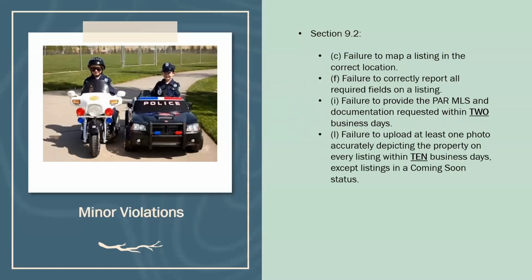Failure to upload at least one photo that accurately depicts the property on every listing within 10 business days, except listings that are in a coming soon status. So if you're in a coming soon status, no photos are required until you go active, then that 10-day window starts. If you got an active listing, you have to have a photo that depicts the property within 10 business days. Otherwise, you can get hit with a fine. So you just want to make sure a snapshot of the house, whatever it is, the front. You're not required to put any other photos in there. I mean, the more photos you have, the better it sells, but you're not required to put any other photos in there. You must have at least one, though.